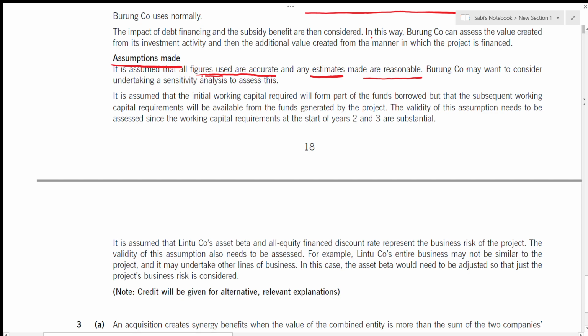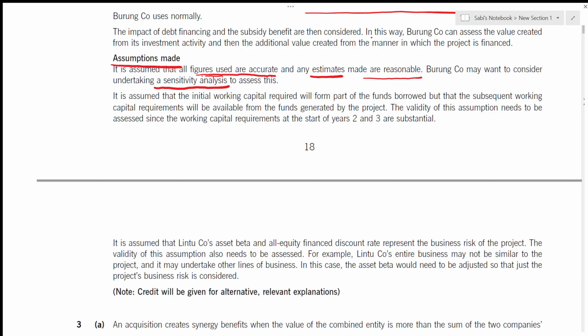Burang company may want to consider undertaking a sensitivity analysis to assess this. This is an important thing which you need to mention. It's good if you mention it. Always try to put this sensitivity analysis. Like you can say that they may want to consider sensitivity analysis, or it is good if they consider sensitivity analysis to assess this. Put this line in your answer.